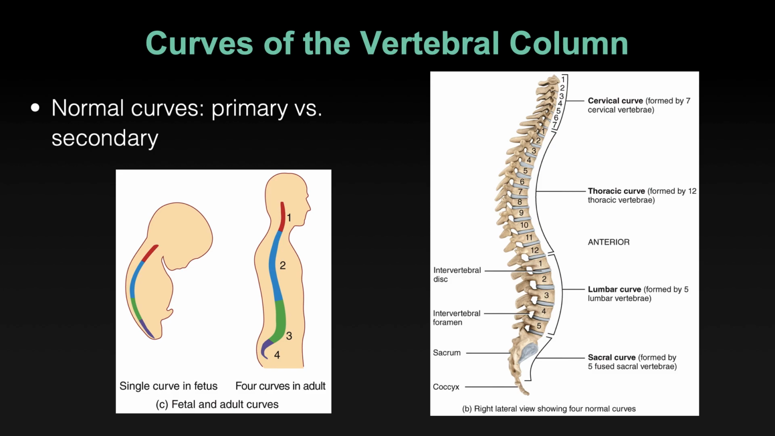Secondary curves develop as you grow. The number 1 and number 3, the cervical and lumbar curves, occur as you grow and develop. These are convex when looked at from the front. They simply point in the other direction. Secondary curves are not the curves that we have as an embryo or a newborn. They develop as we grow and mature. So primary curves, thoracic and sacral. Secondary curves, cervical and lumbar.